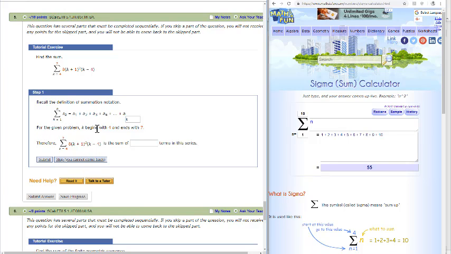For a given problem, k begins with 4 and ends with 7. This is a sum of how many terms in a series? Well, if we count 4, that's 1, and then 5, 6, 7. So that's 4 terms. In my summation calculator program that I found on the web, if we start with 4 and end at 7, we see that there's 1, 2, 3, 4 terms altogether. So we should have 4 terms in a series.